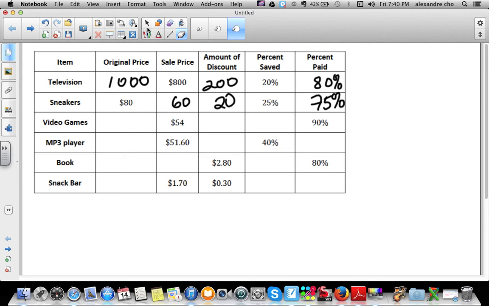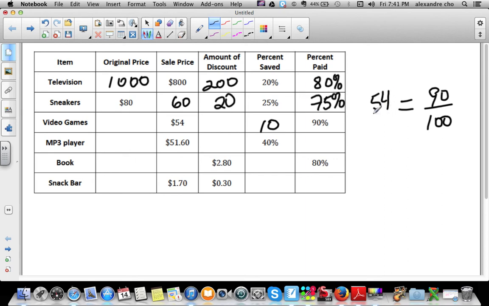All right, third one. You paid 90% of the product, which means you didn't get much of a discount. You got 10% discount. Okay, and we can do a percent proportion of this one to find out how much was the original price. So what do we know? We know that, let me set that up. We know that 90% is $54 because of what she paid. Okay, and we're trying to find out the full price here.